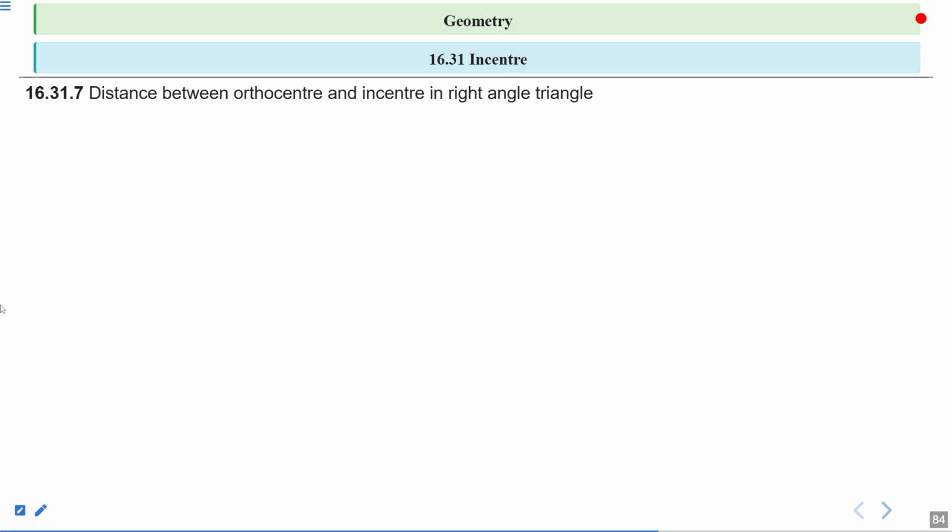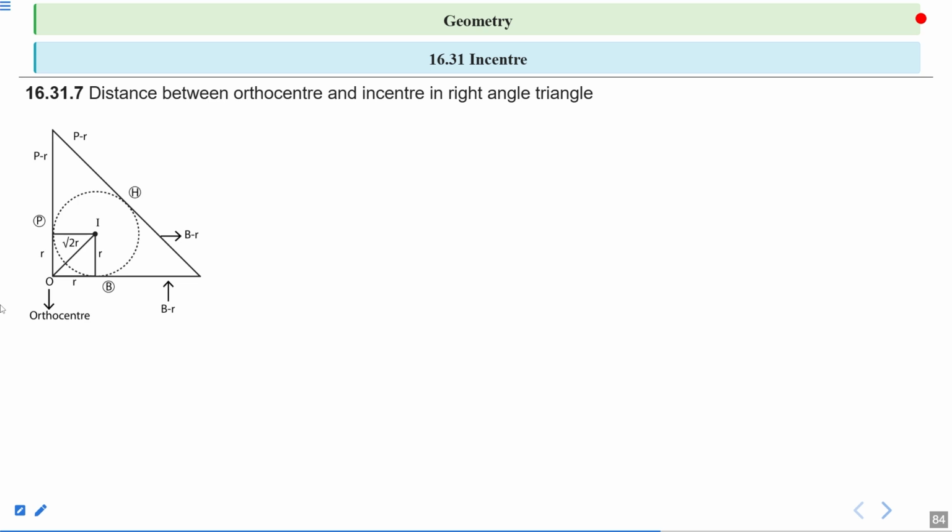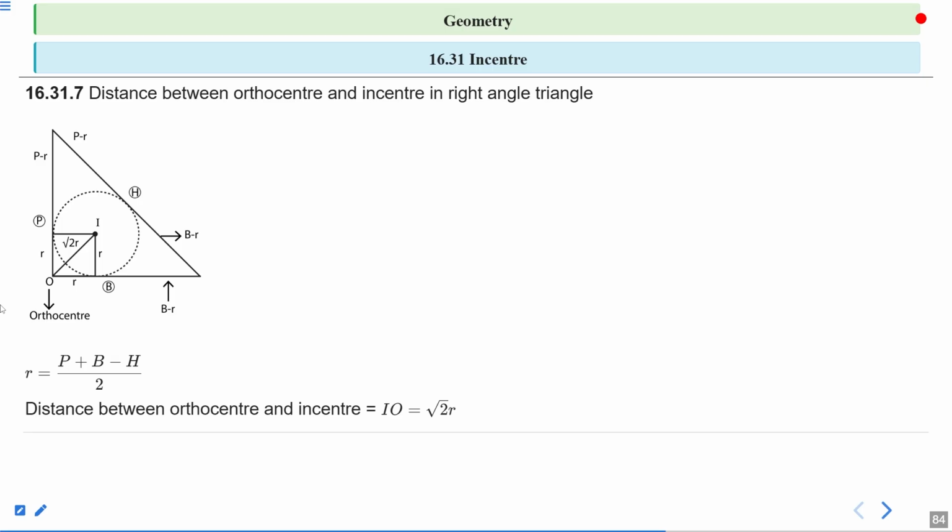Distance between orthocenter and incenter in a right angle triangle. So this is the diagram. The inradius we can calculate by adding the lengths of the perpendicular and base and subtracting the hypotenuse h, all divided by 2, and we get the inradius. The distance between orthocenter and incenter, IO, is root 2 r, where small r is the inradius. Next one.